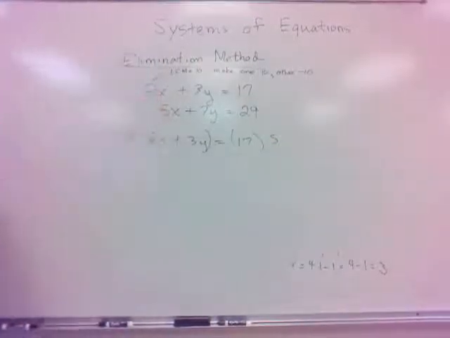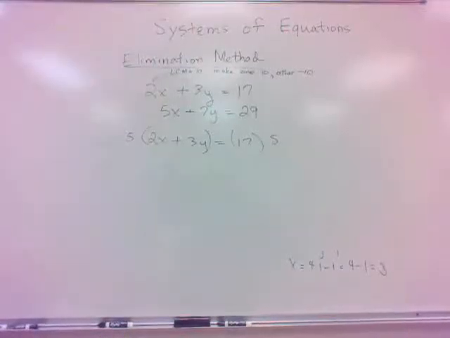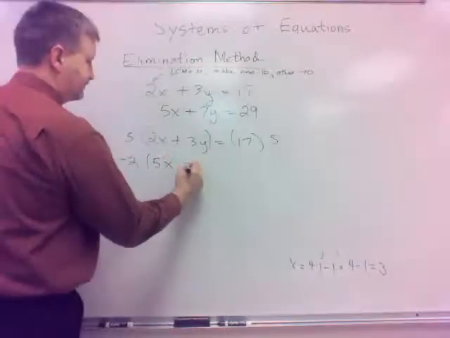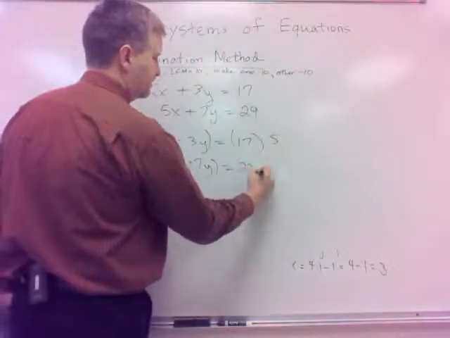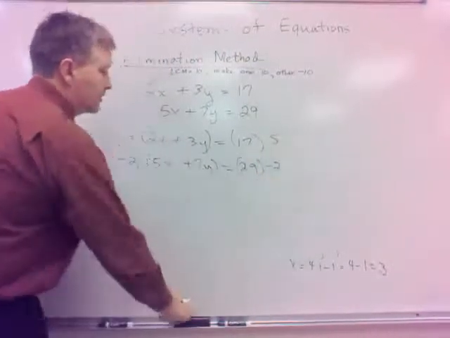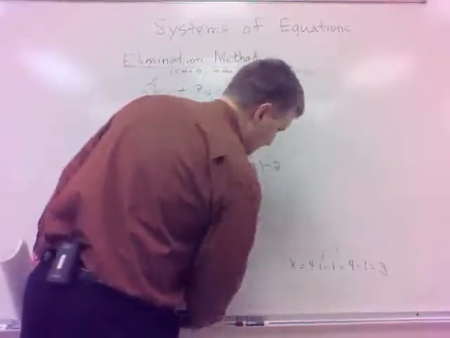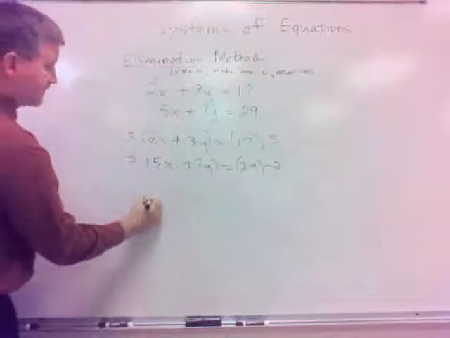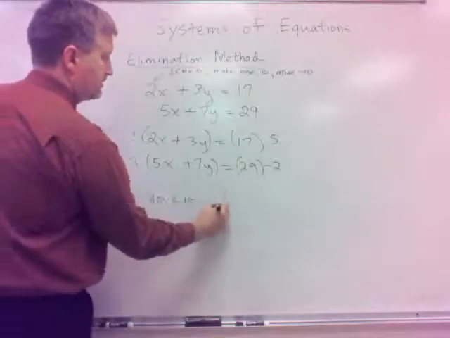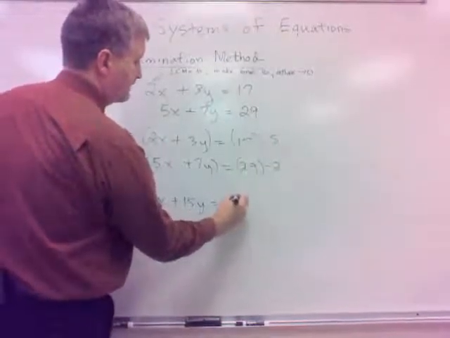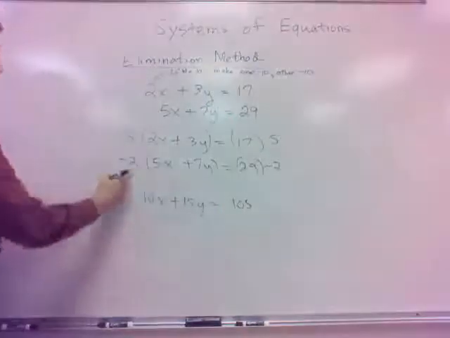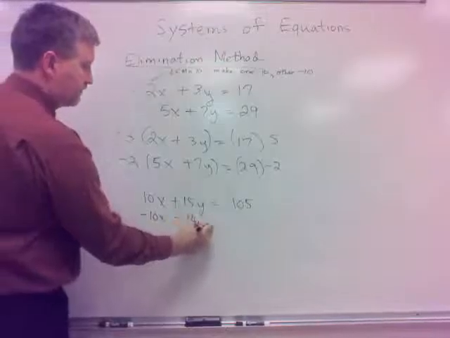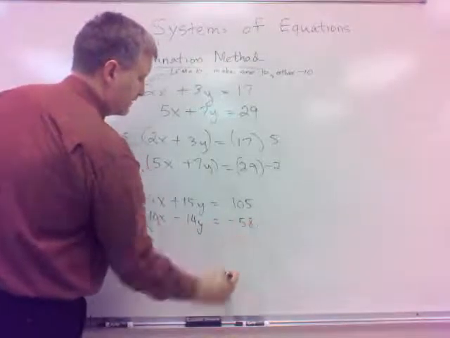To make the bottom one be 10, I want to multiply by 2. However, it needs to be negative 10, so I'm going to multiply both sides by negative 2. And so this gets me, now, my system: 10x plus 15y equals, 17 times 5, 105. Negative 2 times the bottom equation will be negative 10x minus 14y equals negative 58.